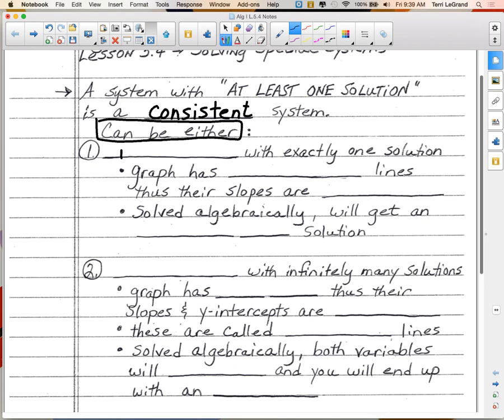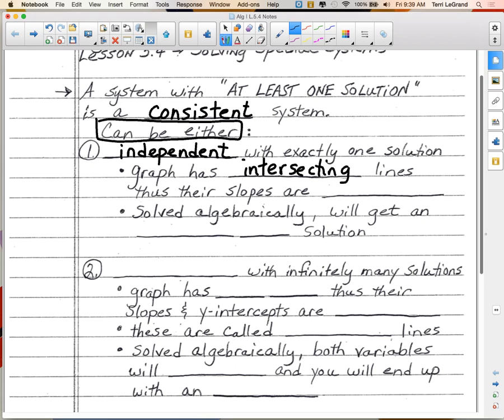It can be an independent one. So independent, if it's a consistent system that we consider to be independent, that means it has exactly one solution. So we know that means the graph has intersecting lines. Those lines have to intersect. They have to share that point in common if there's exactly one solution.